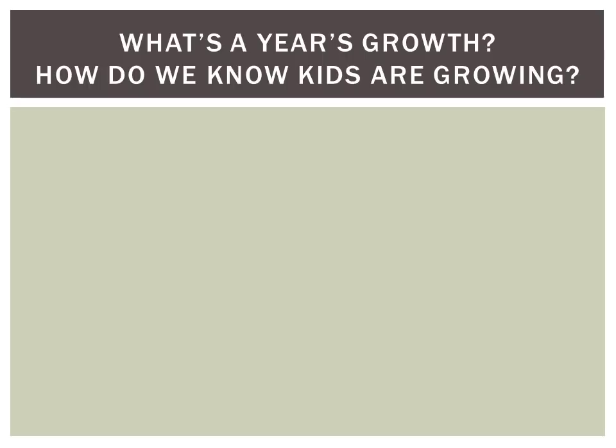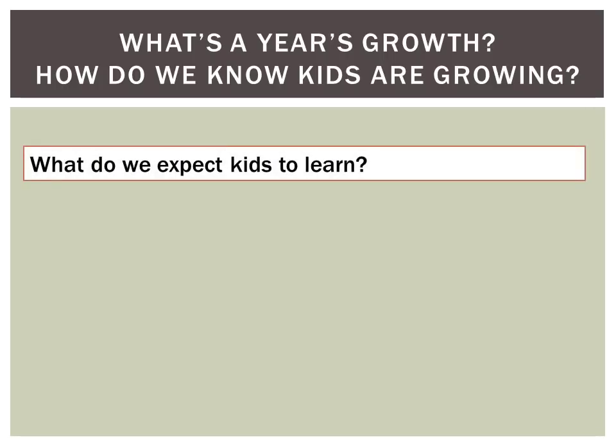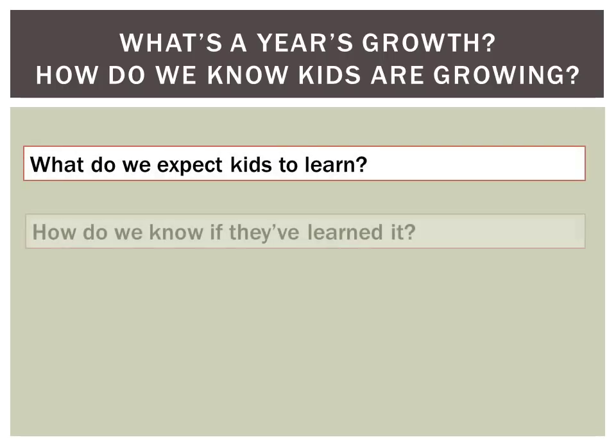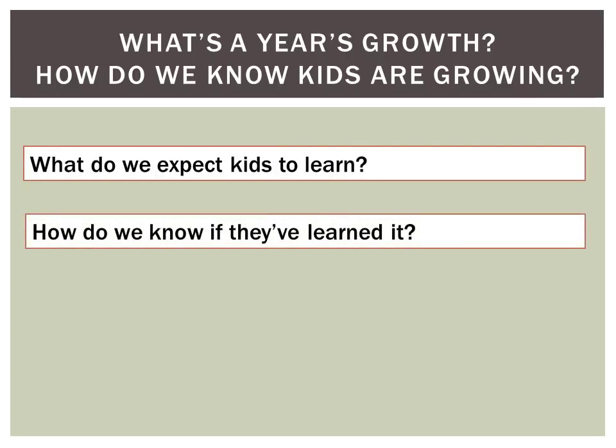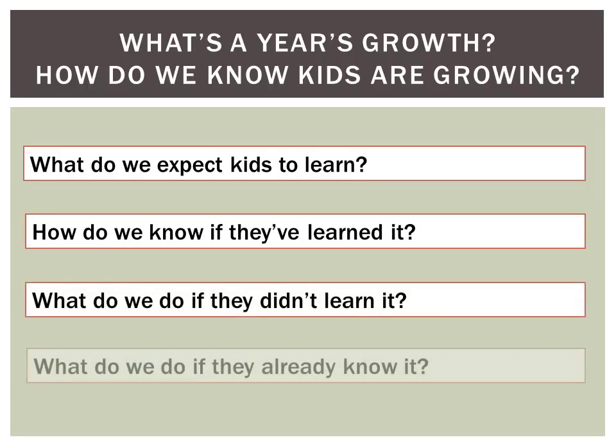So how do we know what a year's growth looks like, and how do we collect evidence to show that kids are meeting those expectations? The answer lies in what we've done for the last few years. Let me take you back to Rick DuFour and the 4 essential questions that we should be asking and answering in our PLCs. What do we expect kids to learn? How do we know if they've learned it? What do we do if they didn't learn it? And what do we do if they already know it?